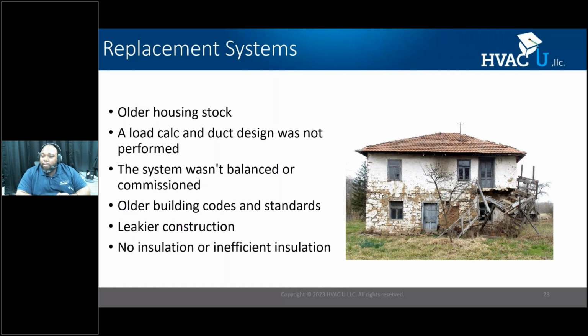A load calc probably wasn't done. A duct design probably wasn't done, depending how old and how robust the building codes were in that area. The system probably wasn't commissioned or balanced. Older building codes maybe had leaking ducts. Leakier building construction, maybe no insulation or insufficient insulation. Right? I want you to look at this slide and understand what an older housing stock means, when we talk about rules of thumb. Because of these older generations and different construction codes, there really is no such thing as a rule of thumb for load calculations.